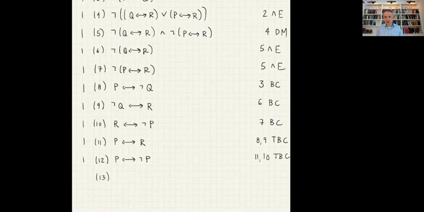Now, it's obvious in one sense that line 12 is a contradiction. Line 12, P if and only if not P, can't be true. That's never true. But it's not a contradiction in the sense of reductio ad absurdum. Reductio ad absurdum says you need something and its negation.